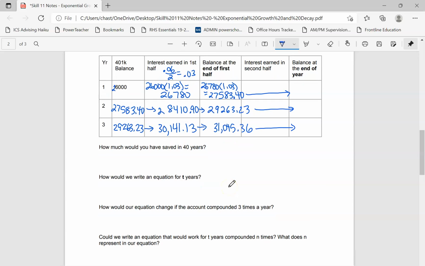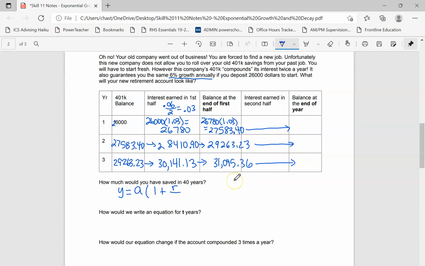But how would this work after 40 years? Well, to figure this out, I'm going to use a modified equation. We're going to have A times 1 plus, we took our r and divided it by the number of times a year that we compounded.